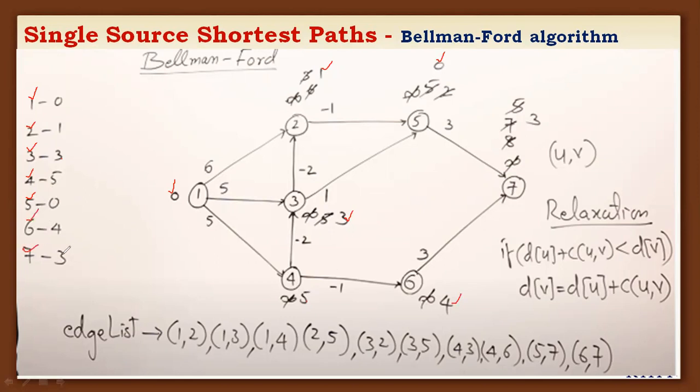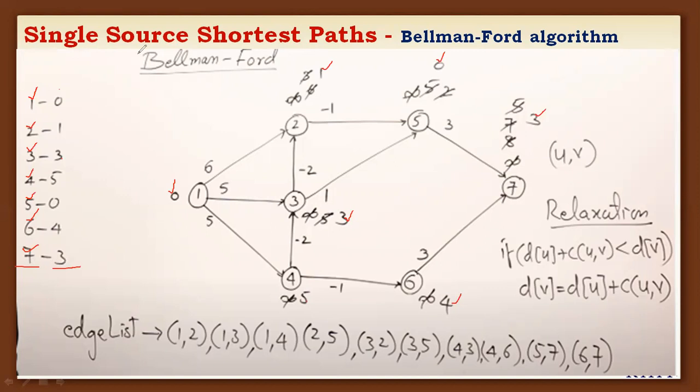Node 7 minimum distance is 7. Node 7 minimum distance is 3. This means that this is the minimum distance, and this is the node minimum distance from one node.